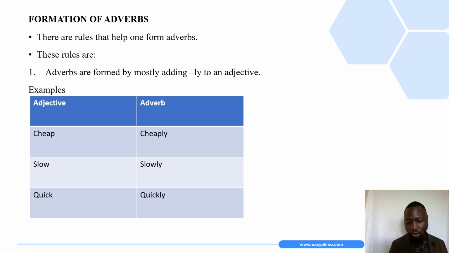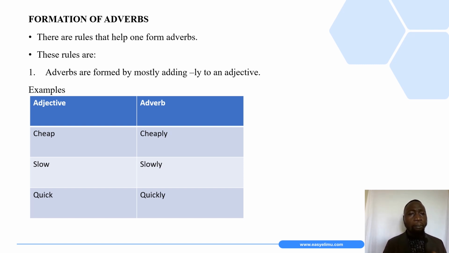We can also talk about adverbs of degree that indicate how much or to what extent an action was performed. And there is also the adverb of frequency that talks about how often an action is performed. Now, in this session, dear students, the area of focus is how we can create or form some of these adverbs. So there are rules that help us form adverbs.